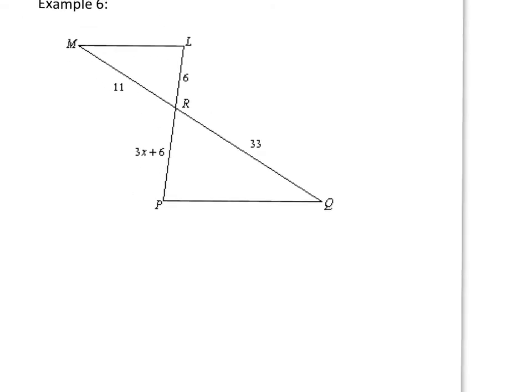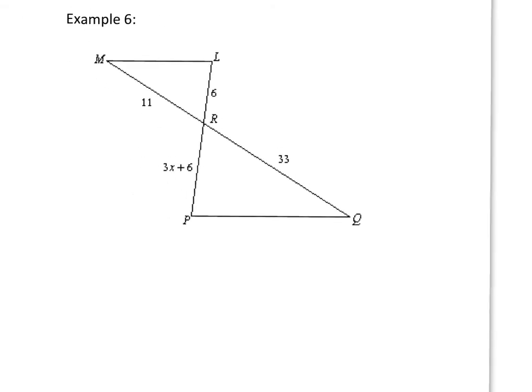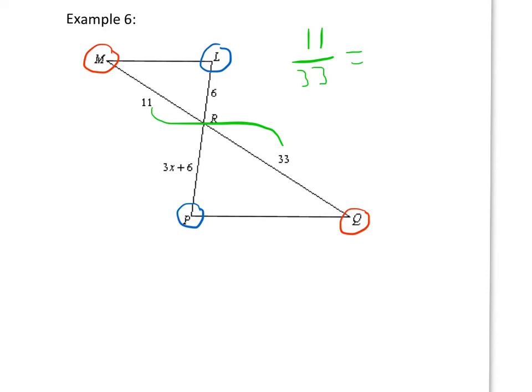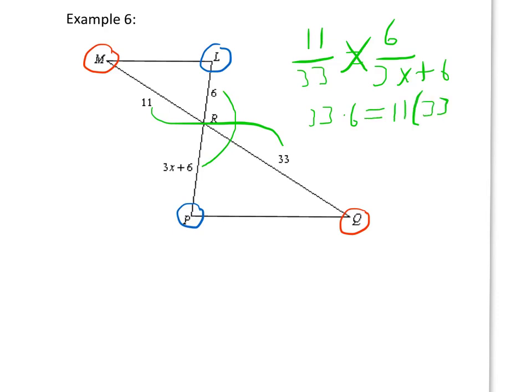And our last one, here's a bow tie again. So remember, our opposite angles go together. So when we set up our proportion, we would say that 11 matches up with 33, and 6 matches up with 3x plus 6. Cross multiply, 33 times 6 equals 11 times 3x plus 6.